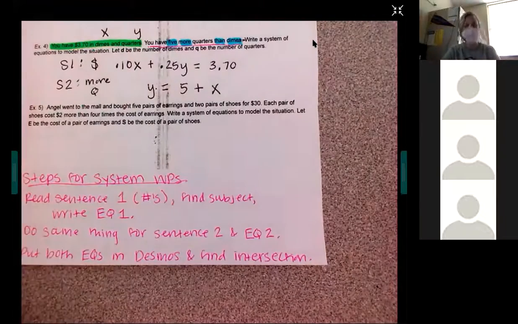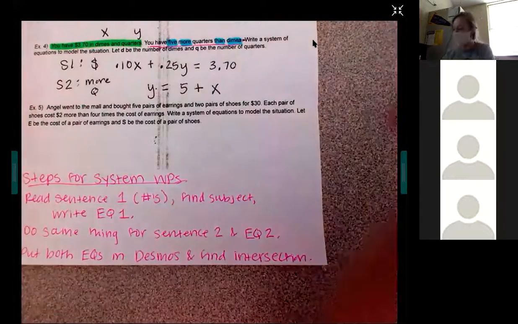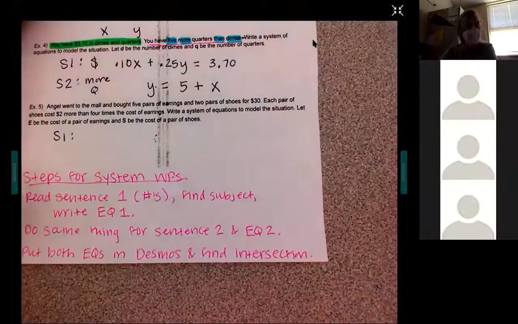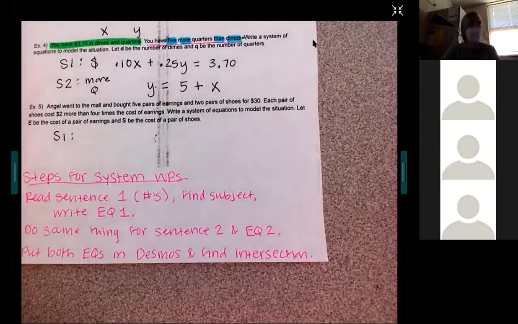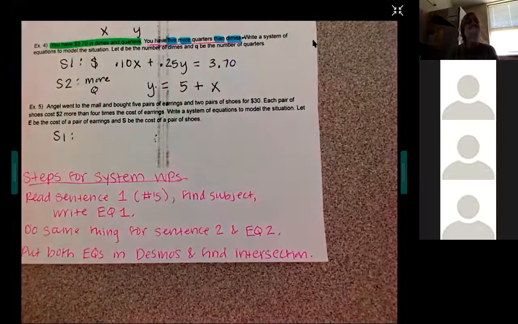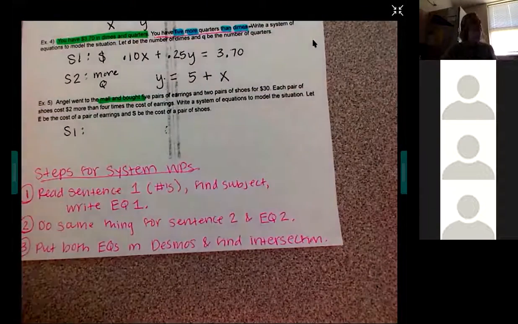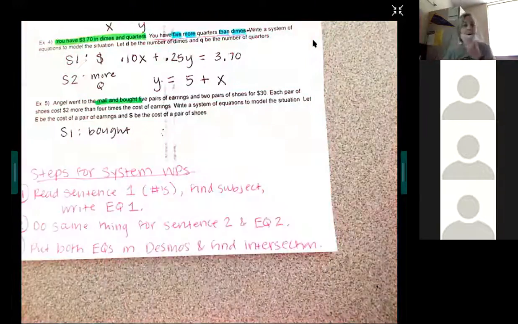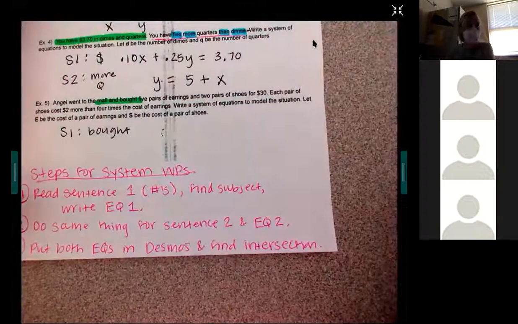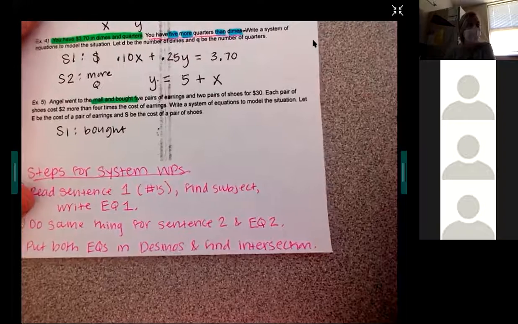All right, let's talk about number 5. You should have had time. If you're struggling, then you may not be done yet, and that's okay. What is the first sentence talking about? Pairs of earrings and shoes. Pairs of earrings and pairs of shoes, AKA, if y'all look, it says she went to the mall and bought. We're talking about everything she bought. That's subject 1. So subject 1, I'm going to put just the word bought because anything she bought has to go in this equation.